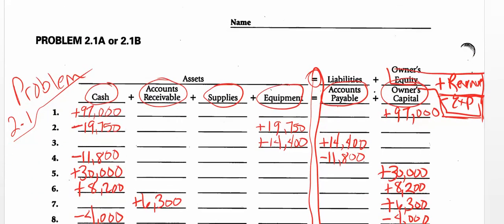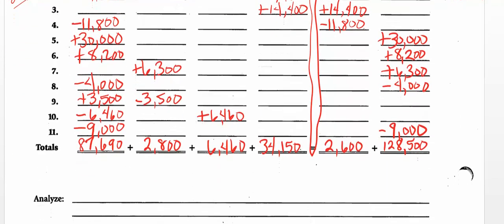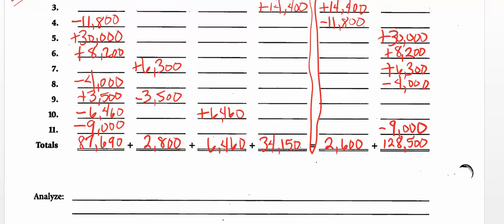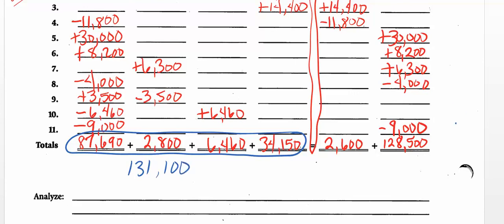Now, we've got all the transactions looked at, and to double check our work, we should double check our figures and add together all of our totals on assets, and you should get 131,100. And then when you add together your liability and owner's equity, you should come up with 131,100. If both of those numbers turn out equal, you have probably not made an error.